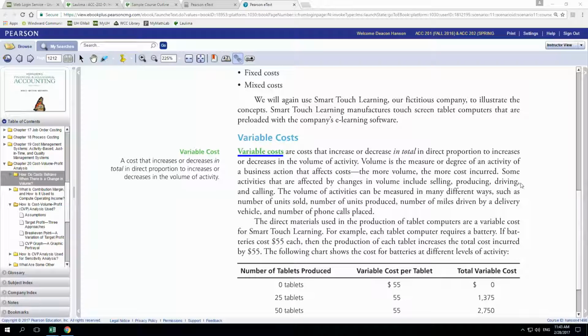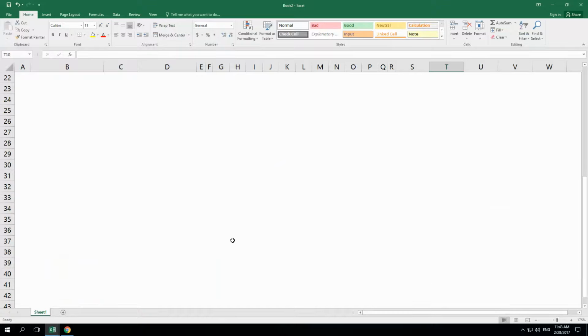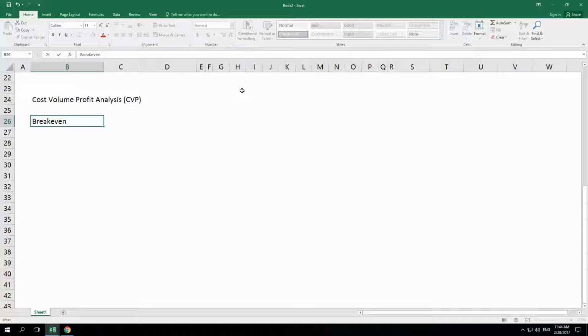Okay, so we got this cost volume profit analysis thing that we're going to take a look at. It's called cost volume profit analysis, CVP. And it has its roots in this thing called break-even analysis. So we might as well learn the break-even first, and then we'll jump to cost volume profit.